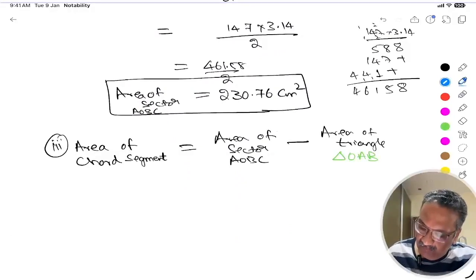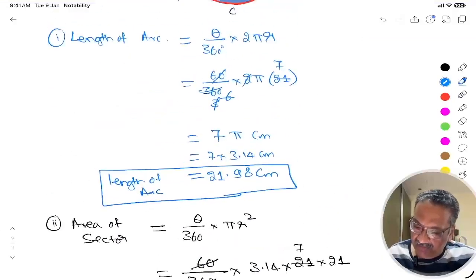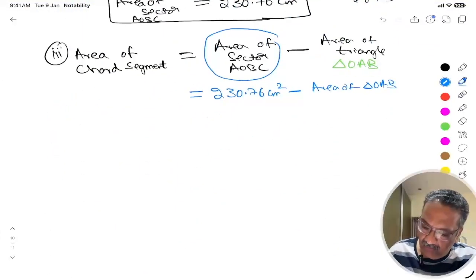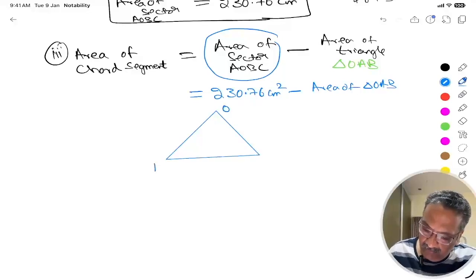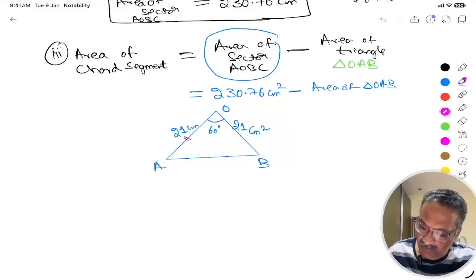All right. This we know. This is already known from here. This is equal to, I will take it as 230.76 centimeters square minus area of triangle OAB. Now I will work out OAB separately. We have O, A and B. See here, this is 60 degrees and this is 21 centimeters because it is a radius, and this is also 21 centimeters. All right. See, both are radius. This is equal to this.